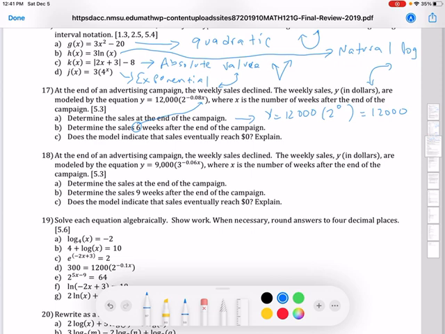Just let me know. Does the model indicate the sales eventually reach 0? What do you guys think? Does it reach 0? Well, we know that the graph of something like this, it's an exponential. It goes like this. It's falling. But the asymptote is the x-axis, so it never actually reaches 0. It gets close to it. It hugs it. But since it's the asymptote, it never reaches it. So does the sales eventually reach $0? No. Because the x-axis is the asymptote, you guys can say that.